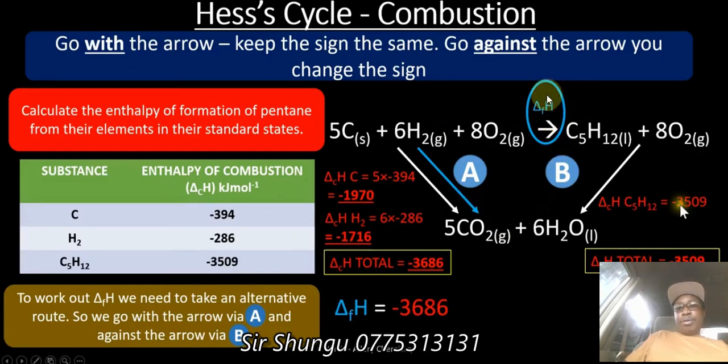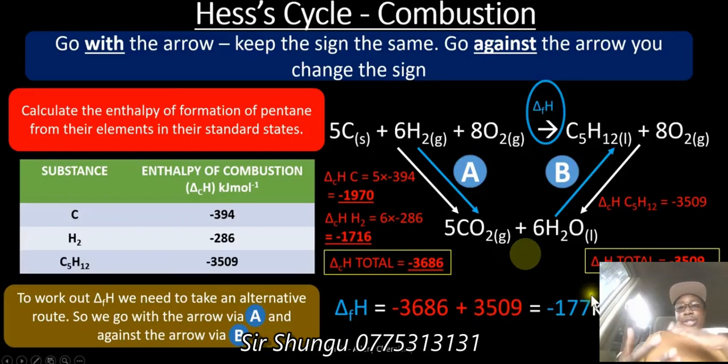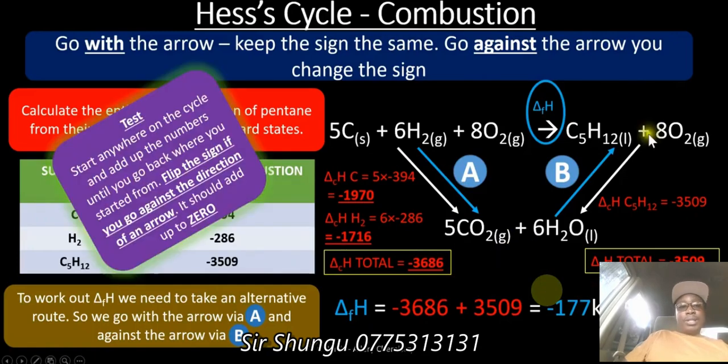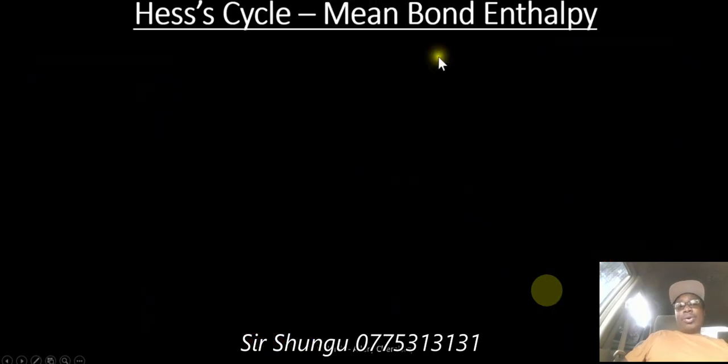So our enthalpy change of formation becomes negative 3686, which is this. No need to reverse the sign here because our arrows are pointing in the same direction. But here, our arrows are in opposite directions, so we have to change this sign to a plus. So plus 3509. And then the overall energy change that we're looking for becomes negative 177 kilojoules per mole. So basically this is what you do. This is how you manipulate Hess cycle diagrams.